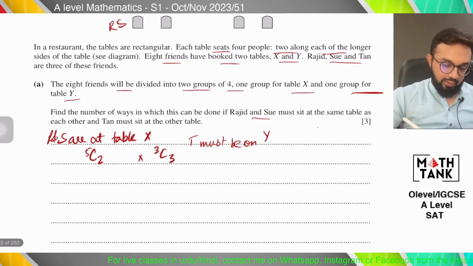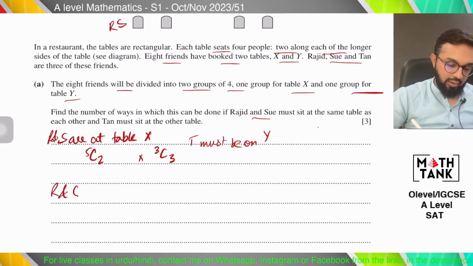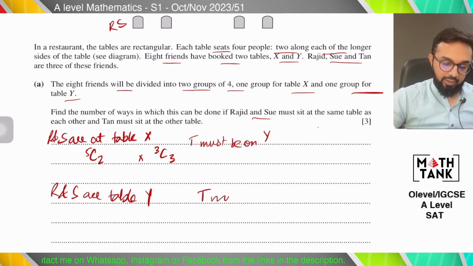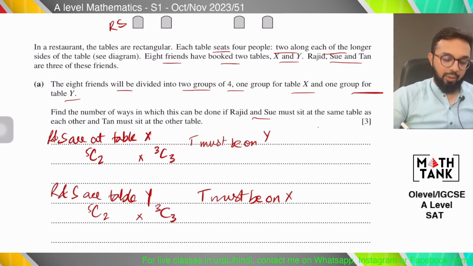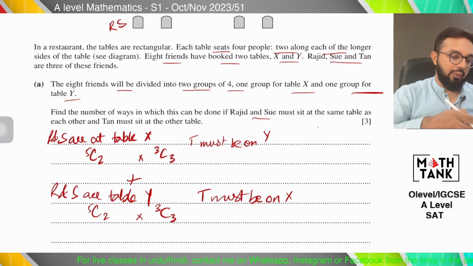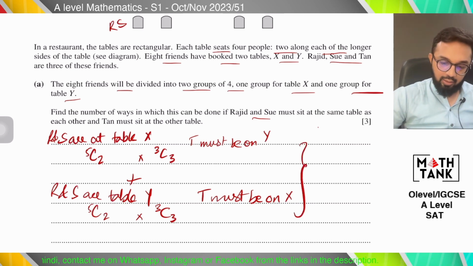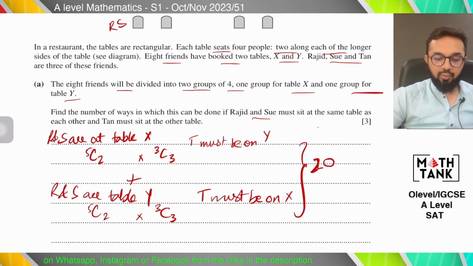If R and S are at table Y, then T must be at X. So again, for table Y, I'm going to say that's 5C2 into again 3C3. So I'm going to add these 2 conditions and say that 5C2 is 10, 10 plus 10 is 20. So I get a total of 20.